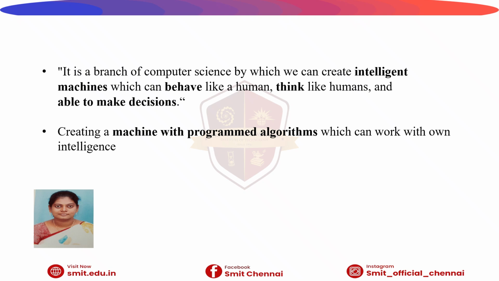A proper definition for AI: it is a branch of computer science by which we can create intelligent machines which can behave like humans, in the sense of thinking like humans, making decisions, solving problems, logical thinking and reasoning, same as human beings. Also, we can give another definition: creating a machine with programmed algorithms which can work with its own intelligence.